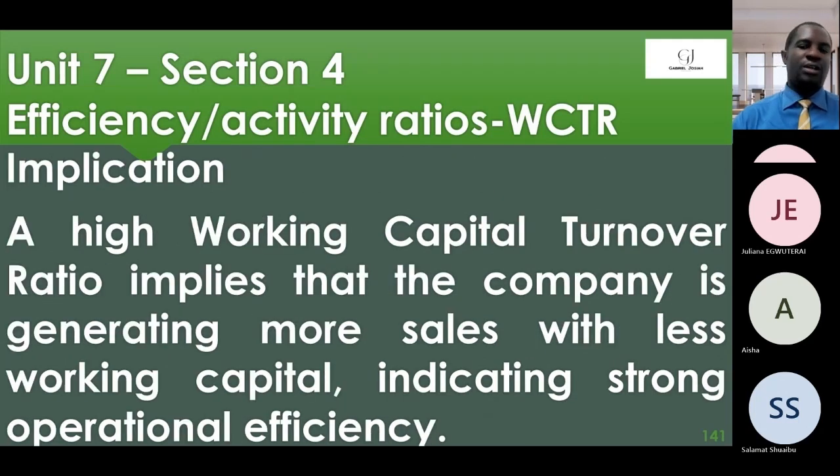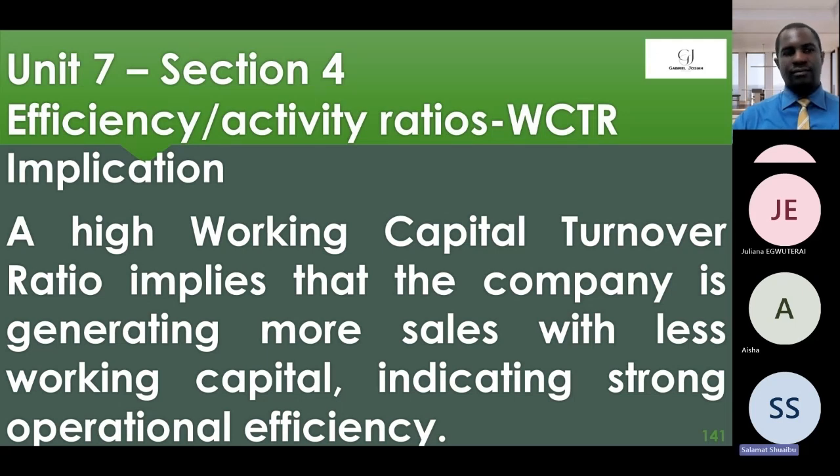What's the implication? It implies that the company is generating more sales with less working capital. So where you have a high ratio, it speaks to the fact that the company is generating more sales with low working capital. So if we have it at 3, 4, 5, it means sales is more than the working capital and indicates strong operational efficiency.